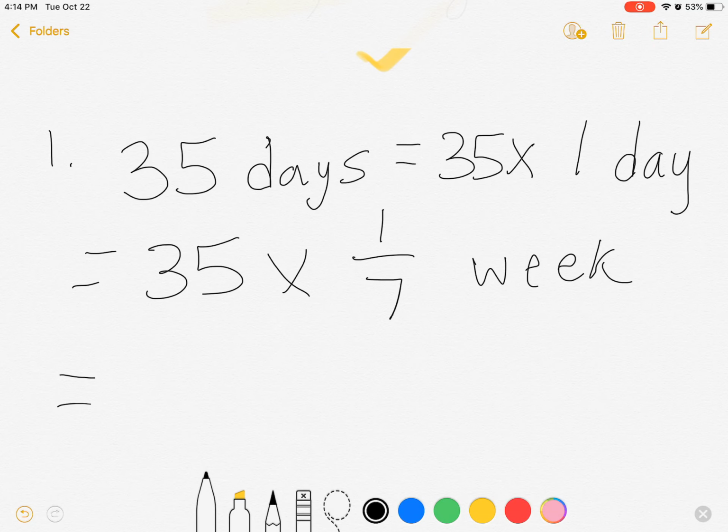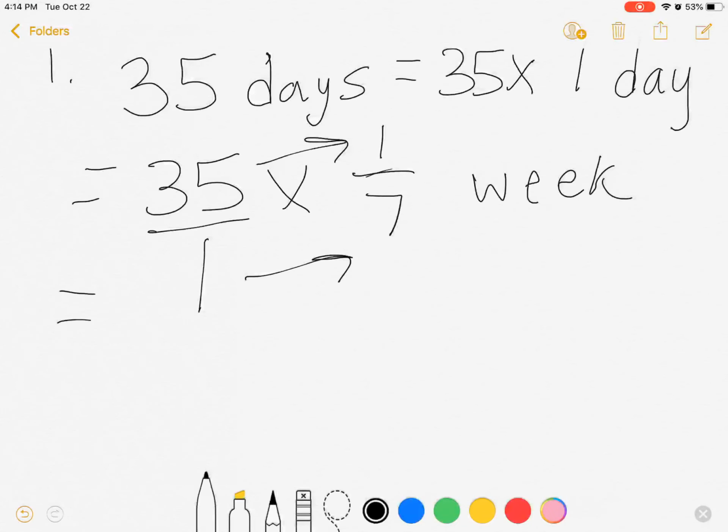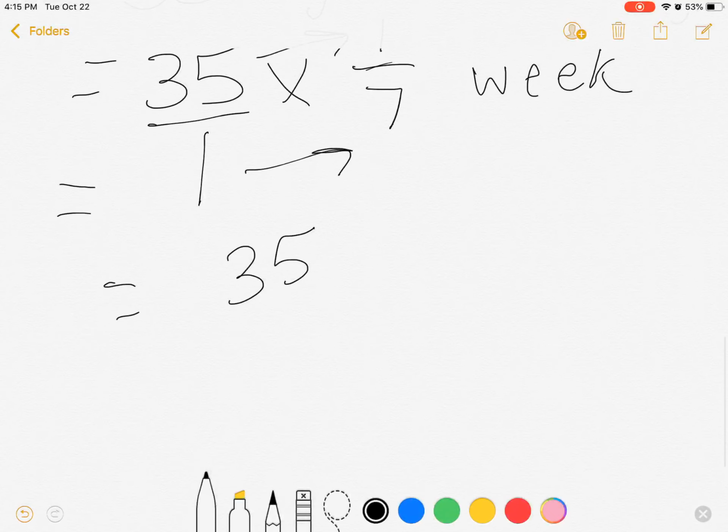multiply a whole number by a fraction, we can always turn the first number or the second number into a fraction. We can turn the whole number into a fraction by putting a 1 underneath it. So it's now a fraction. And we can multiply by multiplying straight across, left and right. So girls, what is 35 times 1? 35. And then what is 1 times 7? 7. So our answer is 35 over 7 weeks.